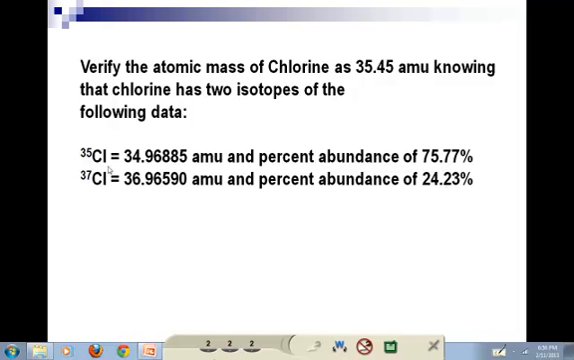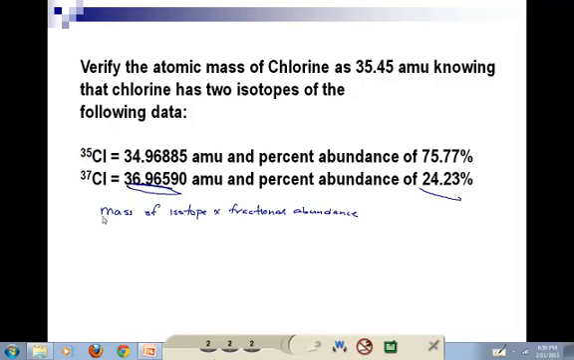Whenever you do atomic mass, you have to multiply the mass of the isotope by the fractional abundance. Okay, here's the mass of my isotope here, and here is my fractional abundance.